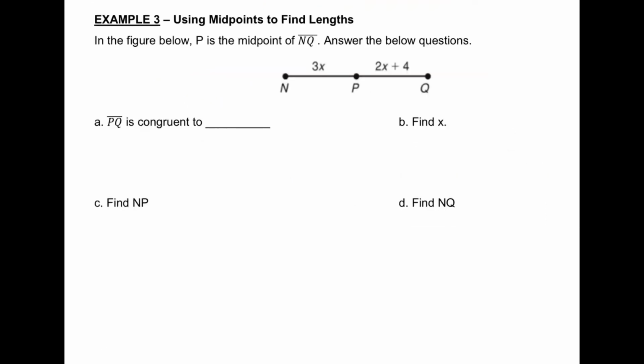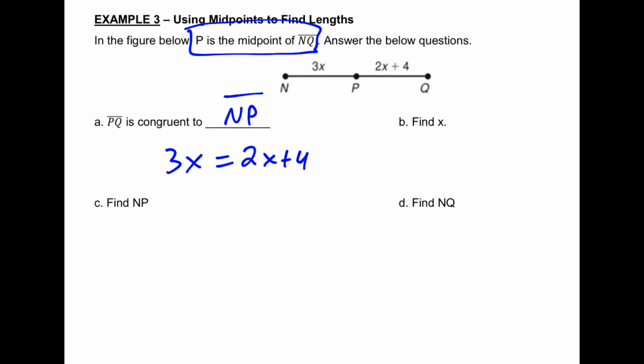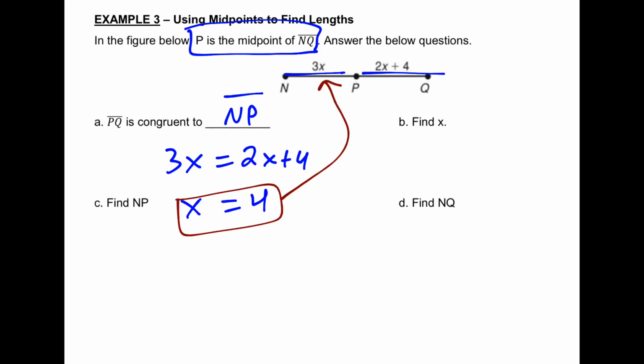We can use this to find some unknown lengths. For example, segment PQ is going to be congruent to segment NP. We know that because P is the midpoint. So its lengths are equal. And we can write that 3x is equal to 2x plus 4. And if we subtract 2x from both sides, we get that x is equal to 4. If we plug that back in here, we can find out the length of NP. And NP is equal to 12.